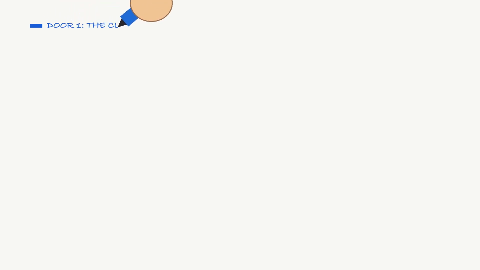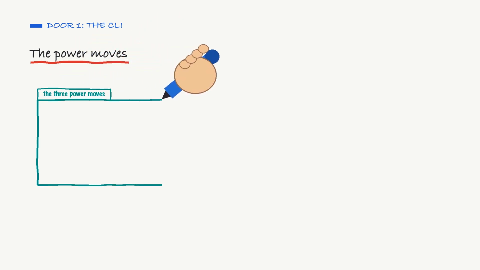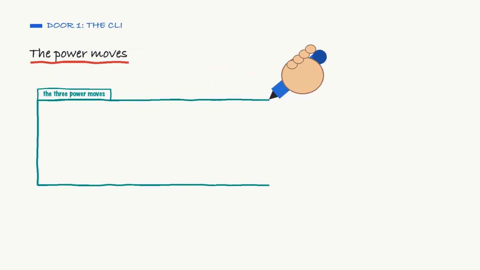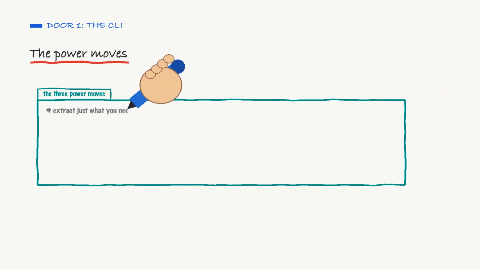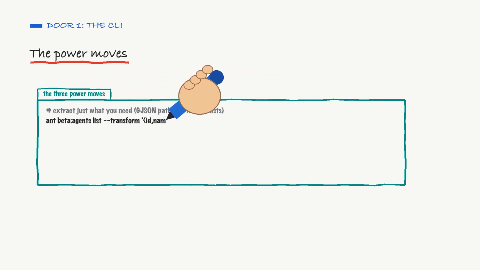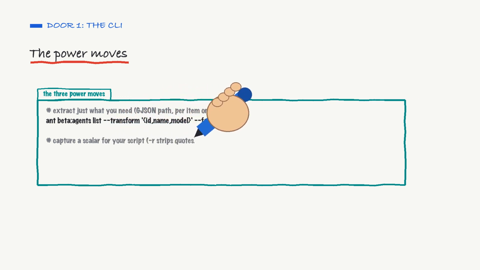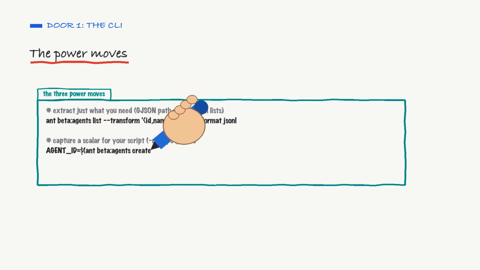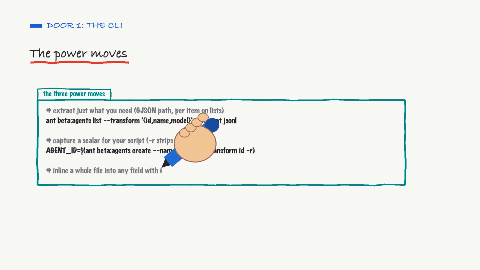3 moves that turn Ant into a real scripting tool. 1. Transform, a JSON path that reshapes the response. On list endpoints, it runs per item. So Ant Beta Agents list with transform ID, name, model gives you clean JSON lines. 2. -R strips the quotes from a string result, so you can capture an ID straight into a shell variable.